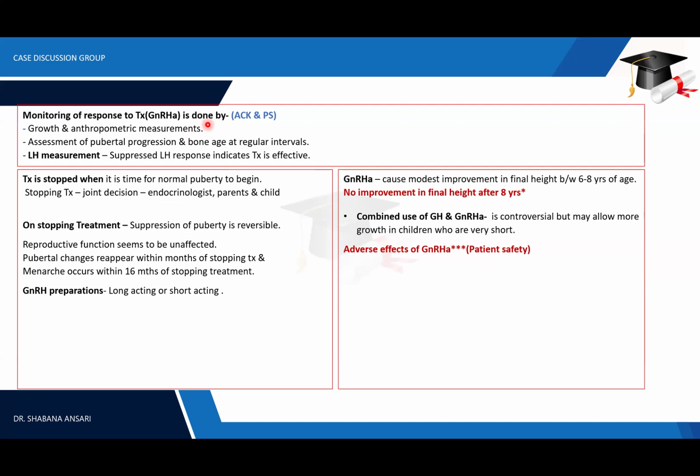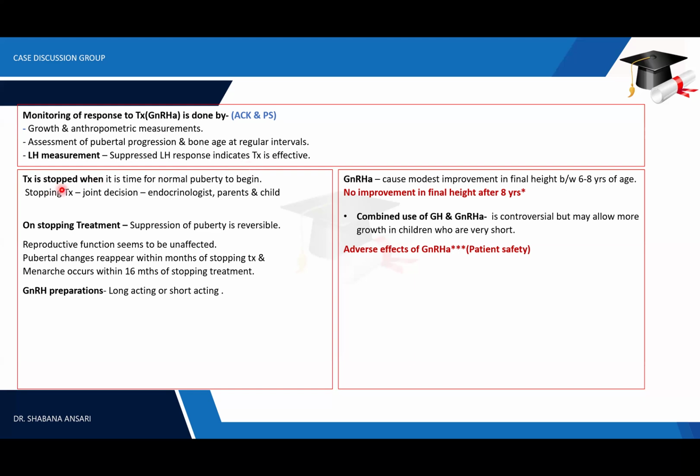Now, how to monitor the response? Like you people said, yes, we will be monitoring the growth of this young girl and anthropometric measurements. This will include checking her height, weight, BMI, even her psychosocial behaviors. Assessment of pubertal progression and bone age at regular intervals. Also, LH measurement will be done, because if there is a suppressed LH response, this indicates that treatment is effective, because we know the LH is usually very high in central precocious puberty.